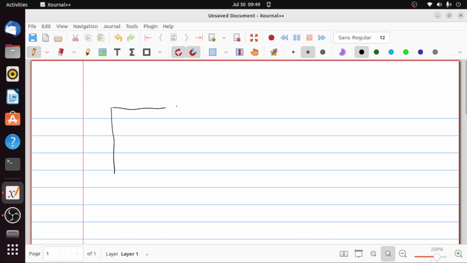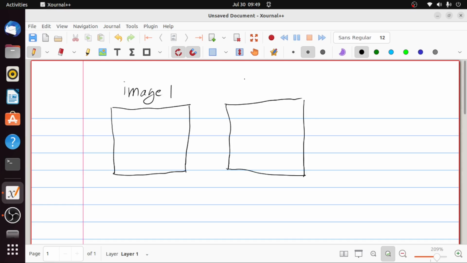Okay, so let me see if I can explain further. Basically you have one image. So this is image 1. And you have image 2. If you're doing stereo, it's going to be left image, right image. So in this image, usually this is Y and this is X. Okay, so you start from the top left corner.